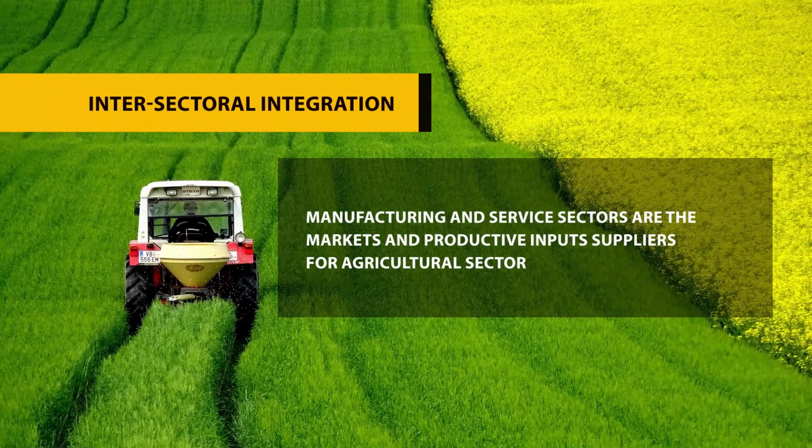All this is from the service sector to the agriculture sector, and the agriculture sector also provides the raw material for the manufacturing sector for their production activity. So manufacturing and service sectors are the market and the product input supplier for the agriculture sector. In the manufacturing and service sectors, basically they are the market for the agriculture produce, and they also supply the input to the agriculture sector. So, thus there is a trade-off between the policy of different sectors and it must be considered.